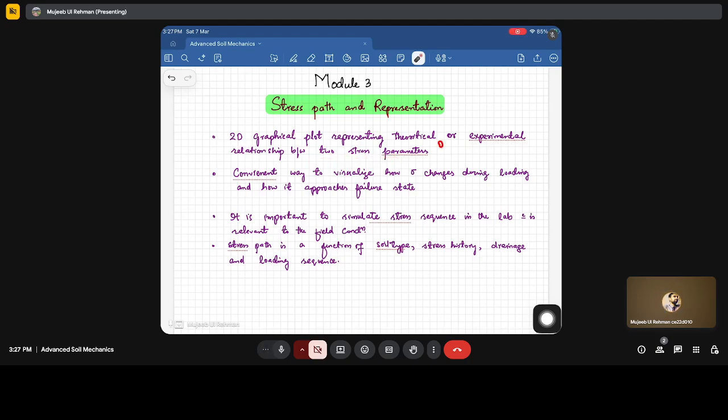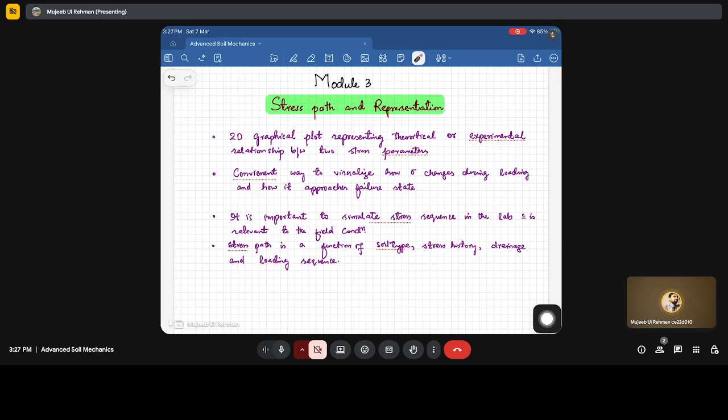What are those two parameters? Either it can be the axial stress and radial stress, or it can be p and q, or it can be t and s', parameters we have seen in the last lecture. So why is this important? It's a convenient way to visualize how the stresses change during loading or unloading, and how the soil approaches the failure state. As I told you, the stress path will tell us how the state of the soil changed from the initial state to the final state, how it has approached the failure.